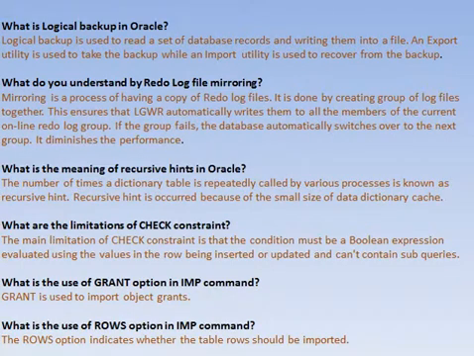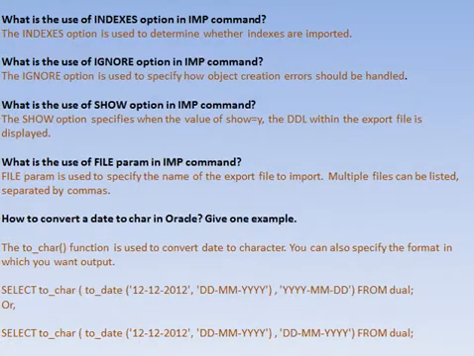What is the use of the grant option in the IMP command? Grant is used to import object grants. What is the use of the rows option in the IMP command? The rows option indicates whether the table rows should be imported. What is the use of the indexes option in the IMP command? The indexes option is used to determine whether indexes are imported.